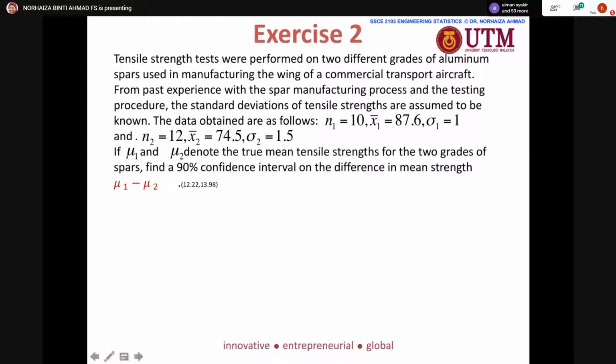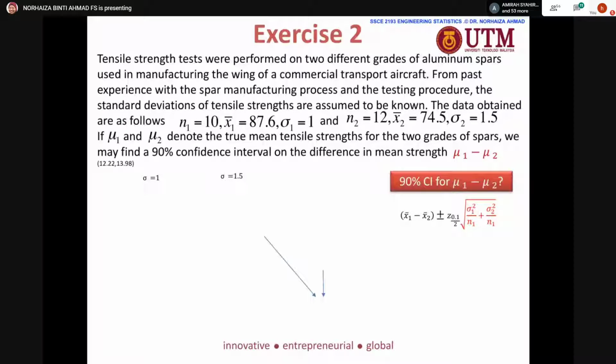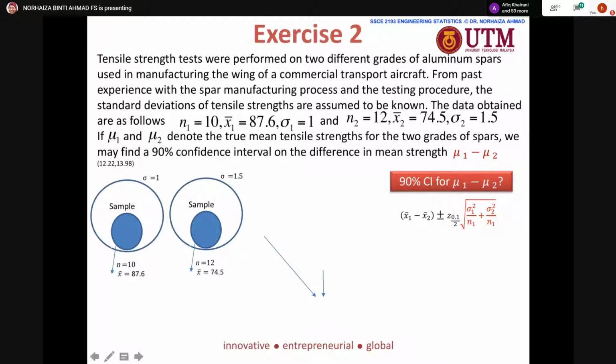So here we're quite lucky because all these symbols are given to you. Most of the time they will not be given to you. If you look at this passage, it says the standard deviations are assumed to be known. So obviously, sigma 1 and sigma 2 will be given to you. Right, so let's look at how to solve this. Again, 90% confidence interval for mu1 minus mu2. From this information, you can glean the information that you have.